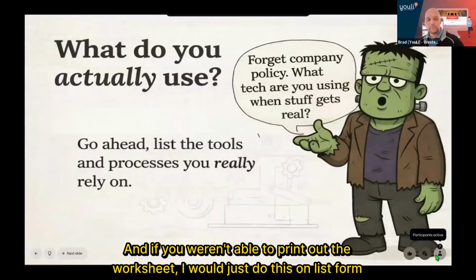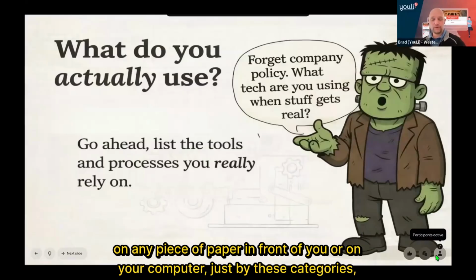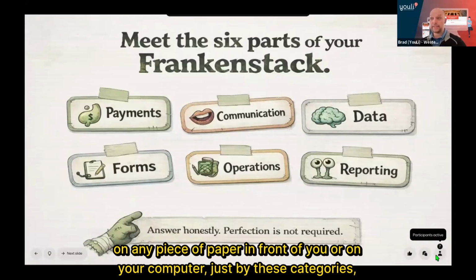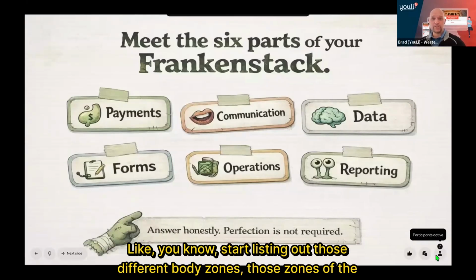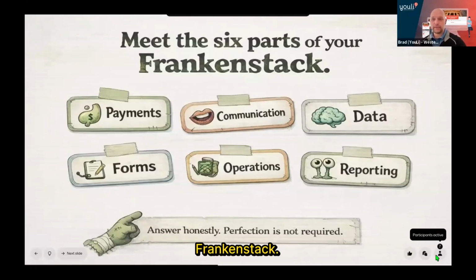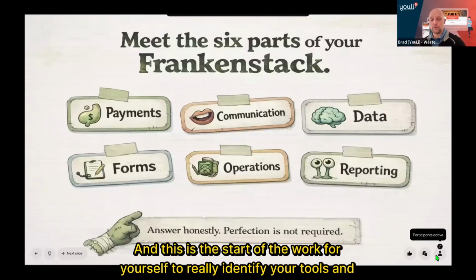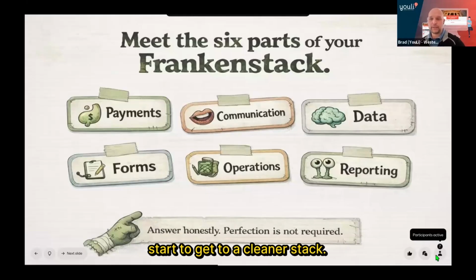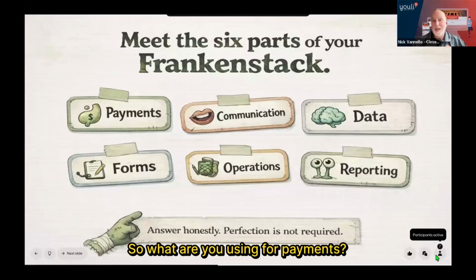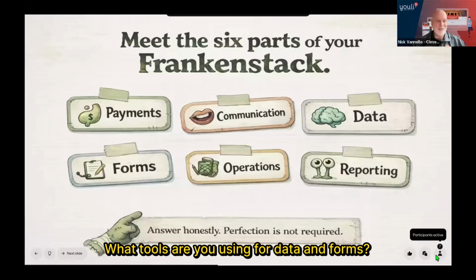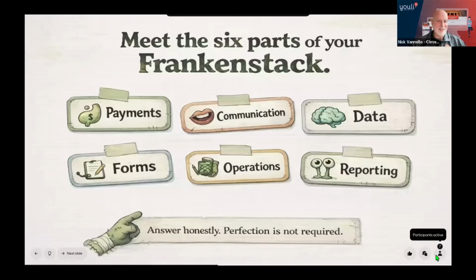And if you weren't able to print out the worksheet, I would just do this in list form on any piece of paper in front of you or on your computer, just by these categories, right? Start listing out those different body zones, those zones of the Frankenstack. And this is the start of the work for yourself to really identify your tools and start to get to a cleaner stack. So, what are you using for payments? What are you using for communications? What tools are you using for data and forms?